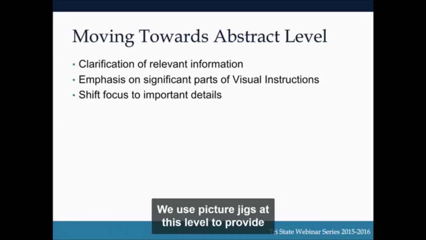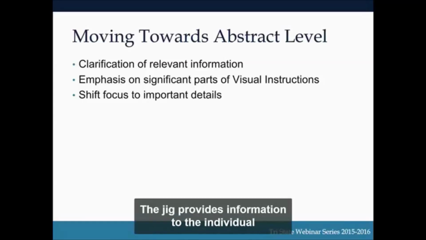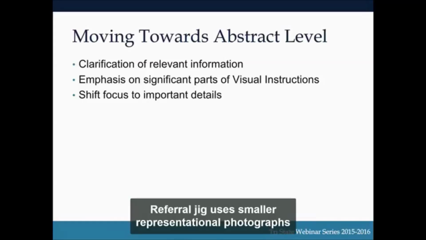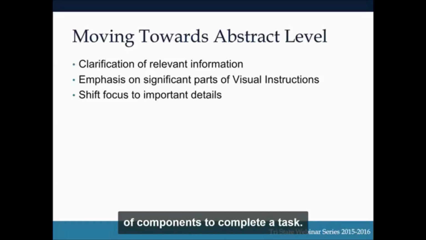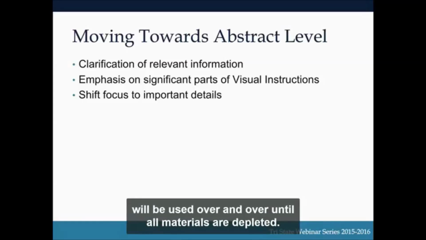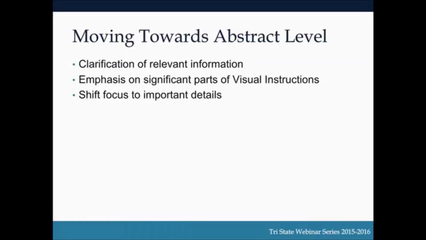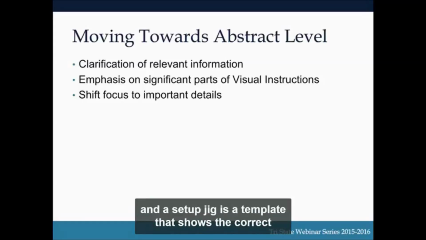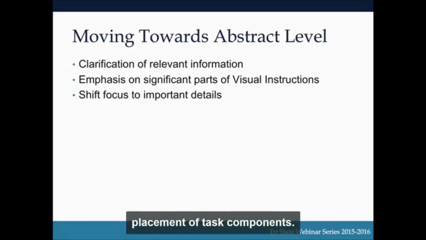We use picture jigs at this level to provide the visual instruction necessary to assemble or package a product. The jig provides information to the individual about what materials are being used and in what quantity. A rural jig uses smaller, representational photographs of components to complete a task. A repetitive jig means that the same jig will be used over and over until all materials are depleted. A photograph list shows the correct sequence to follow to complete a task, and a setup jig is a template that shows the correct placement of task components.